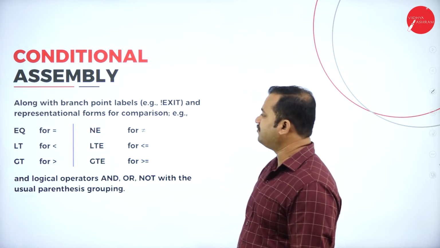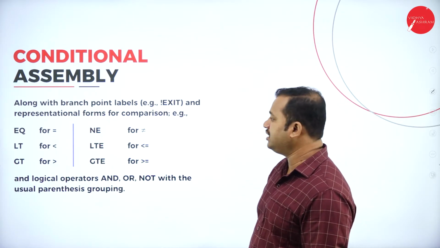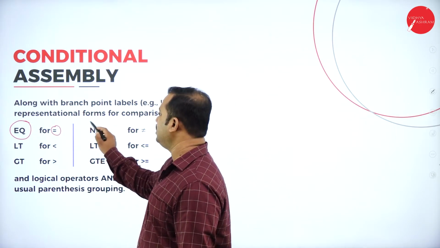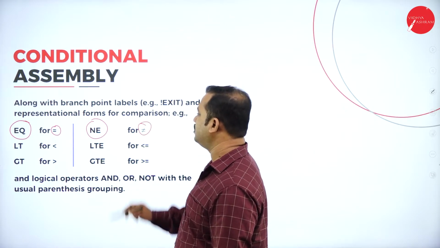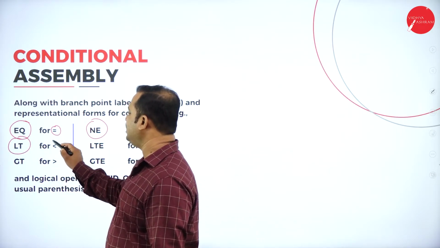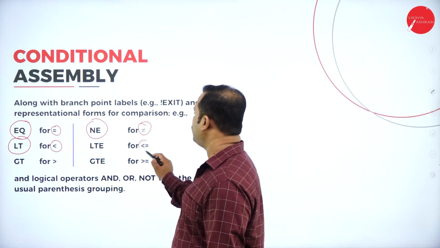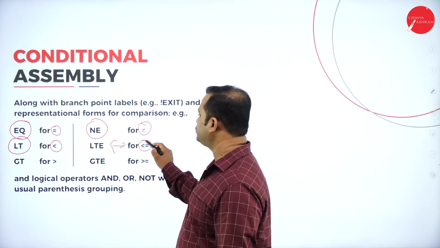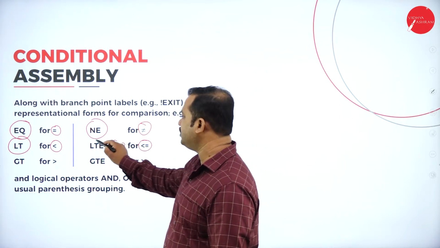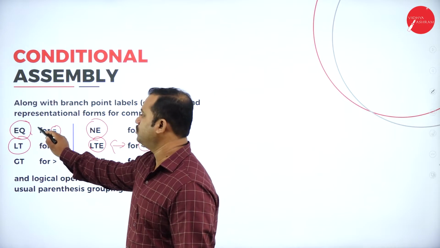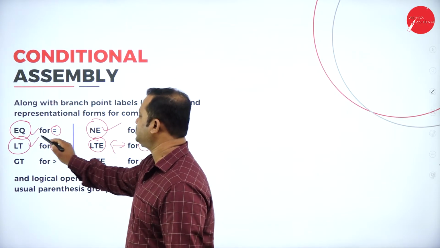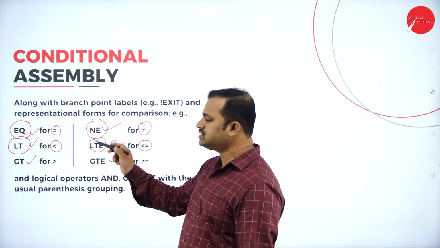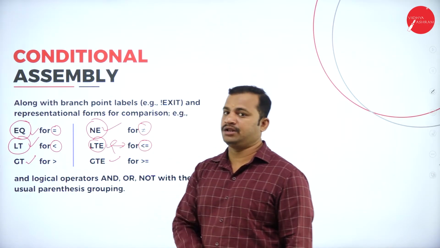Again, we have certain conditions like EQ. This corresponds to equal. NE corresponds to not equal. Then we have less than, LT. We have the less than or equal to symbol like this. This is the same as this. We will not use these symbols here in assembly level language. We use these symbols: EQ, not equal, less than or equal to, greater than or equal to. These symbols are going to be used in the assembly level language.